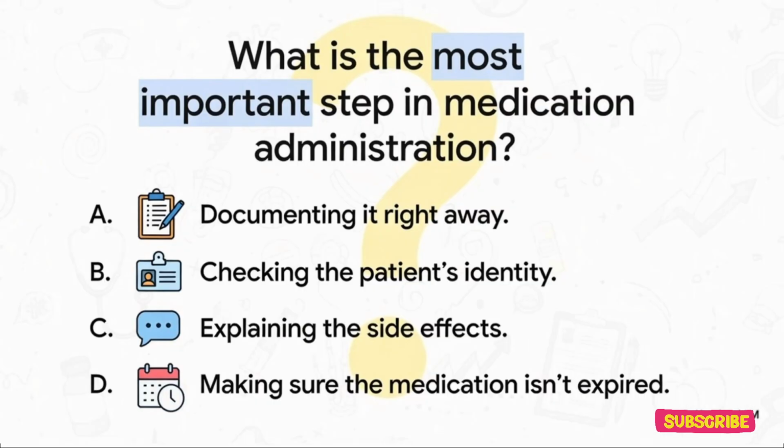Okay, this next one is huge. Let's talk patient safety. What is the single most important step you take when you're giving medication? A, documenting it right away. B, checking the patient's identity. C, explaining the side effects. Or D, making sure the medication isn't expired. They're all important, for sure, but which one is the absolute top priority?